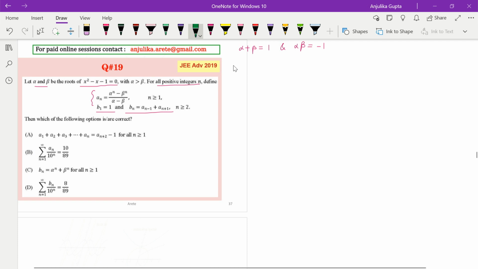Let's go with the A part first. Maybe that is helpful with the later one. We don't know, let's see. So it says that you have to see whether a_1 plus a_2 plus dot dot dot a_n is equal to this or not. Okay, so let's see.